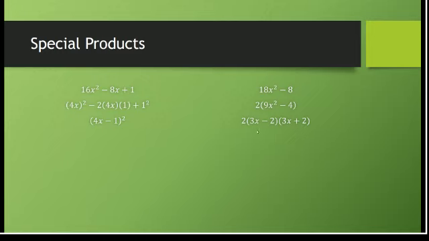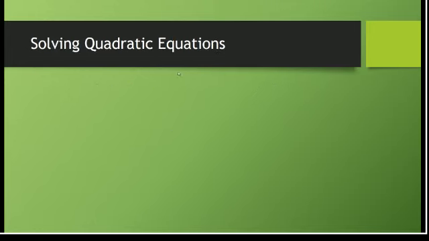So watch out for those special products. You can still use them even if the front isn't 1. When we start solving equations, again, it's going to be very similar to last time. Remember, you need your equation to have 0 on one side. So if you start off and you don't have a 0 over here, you will need to subtract whatever is over there to one side. So we've got to subtract 6 here. That makes a total of negative 24.